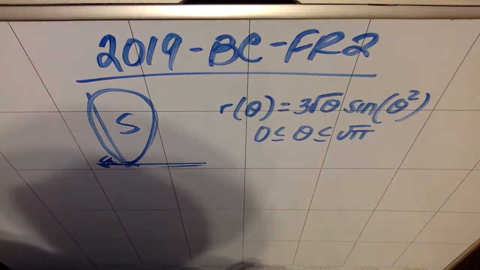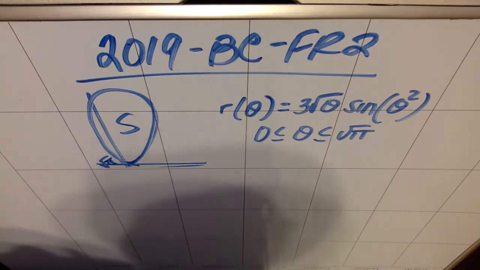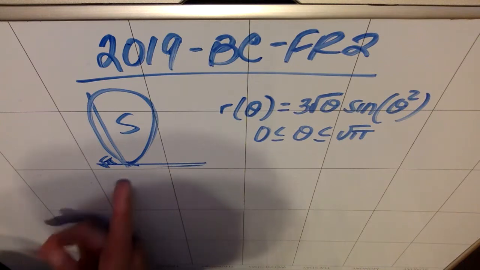We are back at AP Review. This is 2019 BC Free Response 2, which is a calculator problem. It is polar. All right, so we're given a polar curve. It's much nicer on the real AP. This is my terrible version.